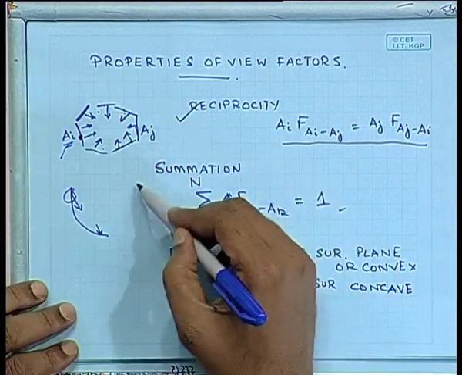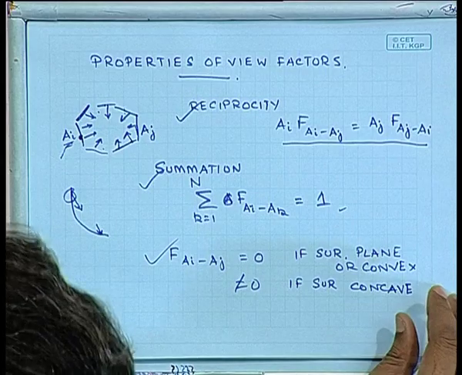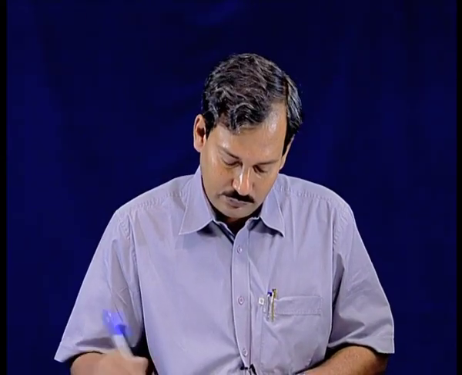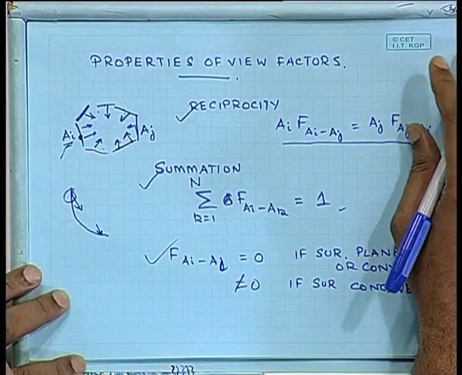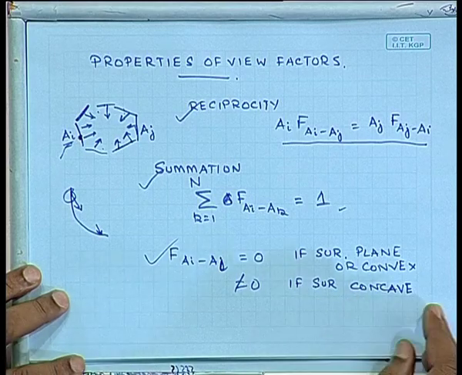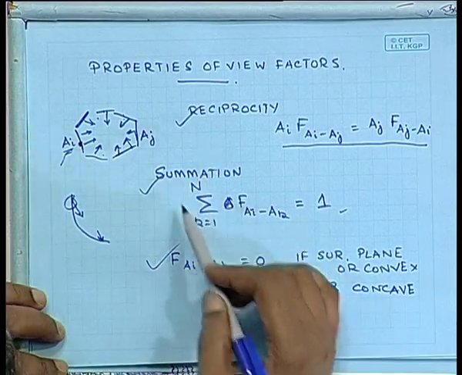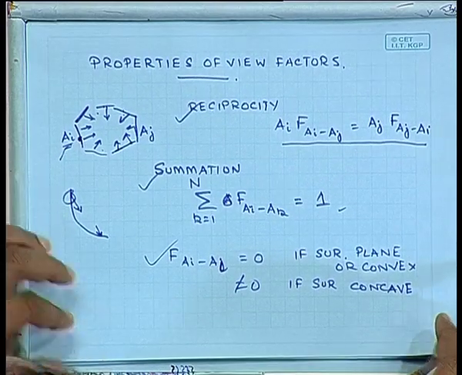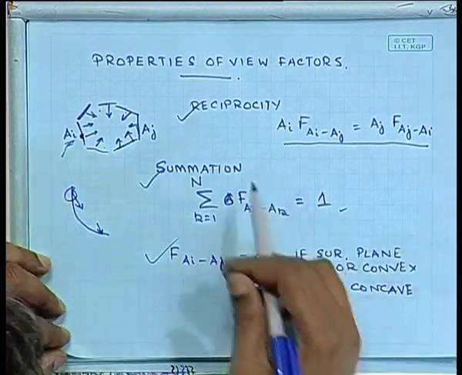So, these are the three relations which we will use, and the next part of this class is going to be, I am sorry, Ai to Ai would be 0 if the surface is plane, or it is not equal to 0 if the surface is concave. So, these are the three relations which we will subsequently use in the next part of the class, which is going to be tutorial 1 in the next class, to solve view factors of certain geometries.